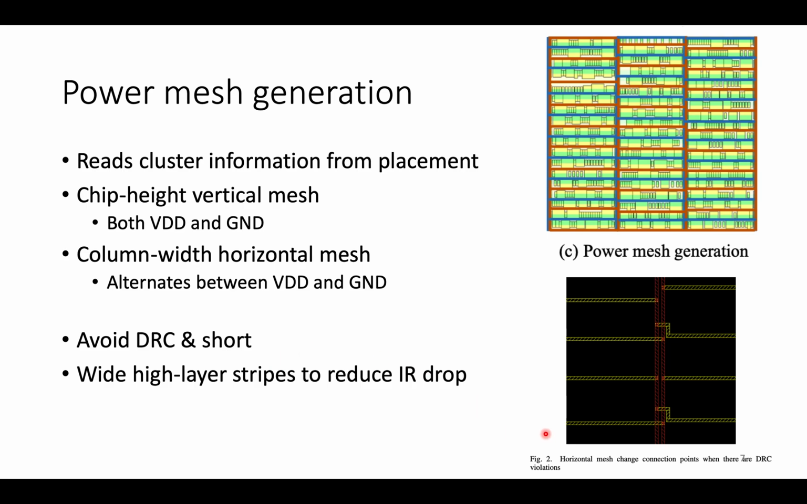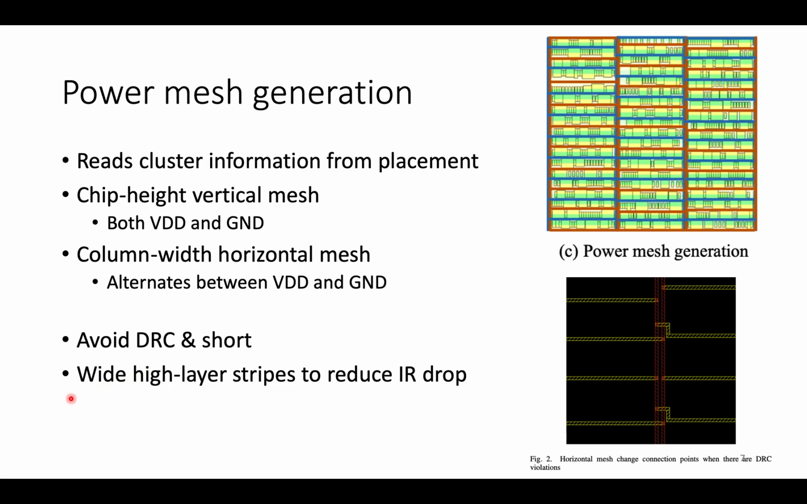Figure 2 shows an example. This is the connection between the horizontal and vertical mesh. So suppose a left horizontal wire wants to connect to the right vertical wire, and the right one wants to connect to the left. There will be a collision here. So we have to detour one of them to avoid the DRC. So we are able to generate DRC-clean solutions for the mesh.